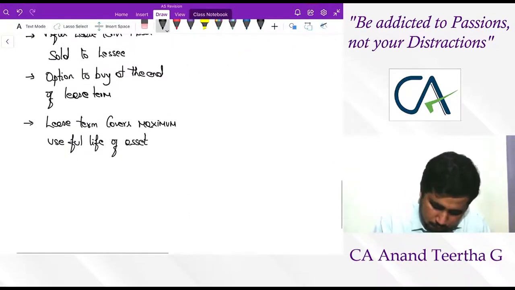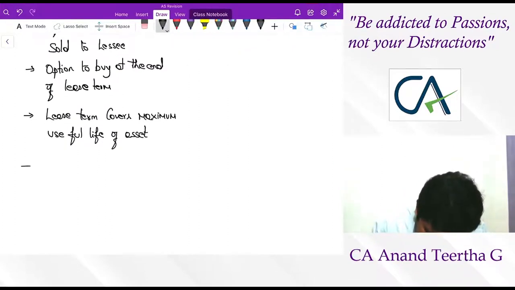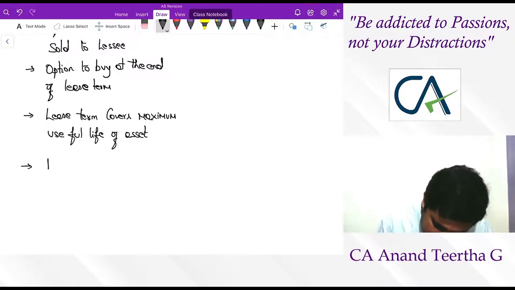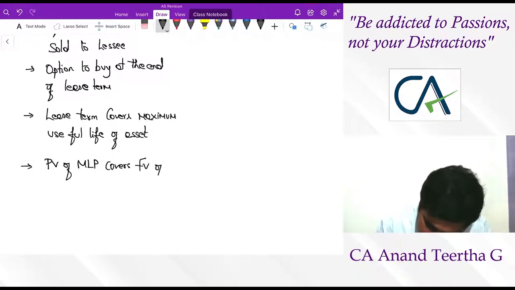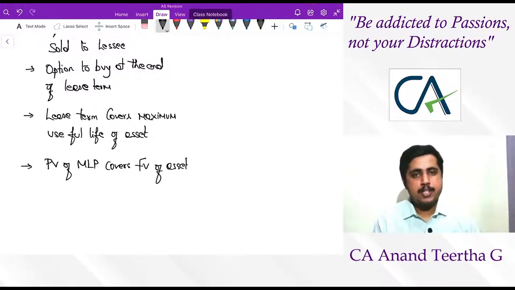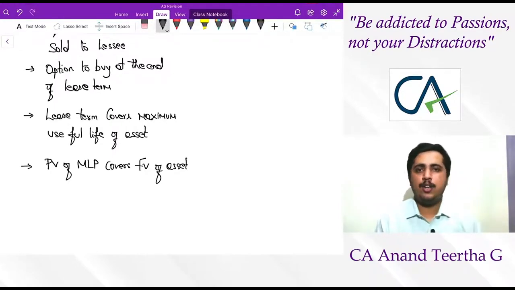Okay, then fourth one. So the fourth requirement will be, present value of minimum lease payment covers fair value of asset. Okay, from the valuation point of view, present value of minimum lease payment is going to cover the fair value of the asset. Okay, we'll now decide what are those present value of minimum lease payment and all will come later, but this is again another indicator to tell whether it is finance lease or not.